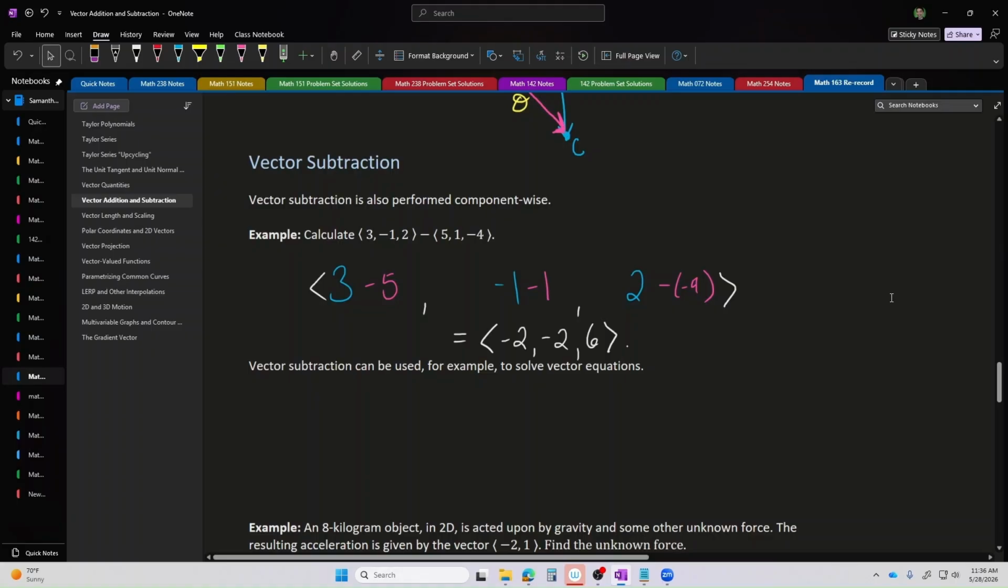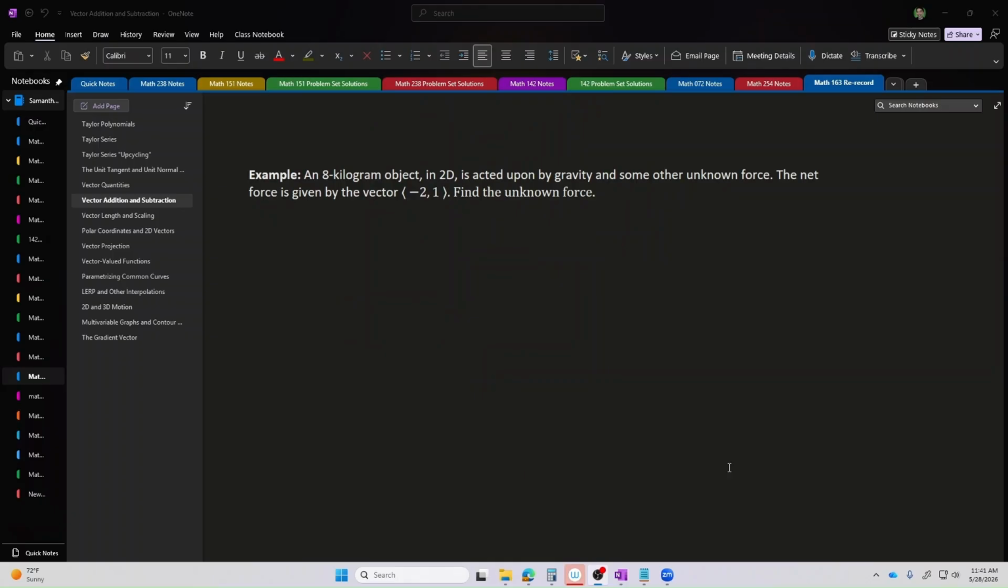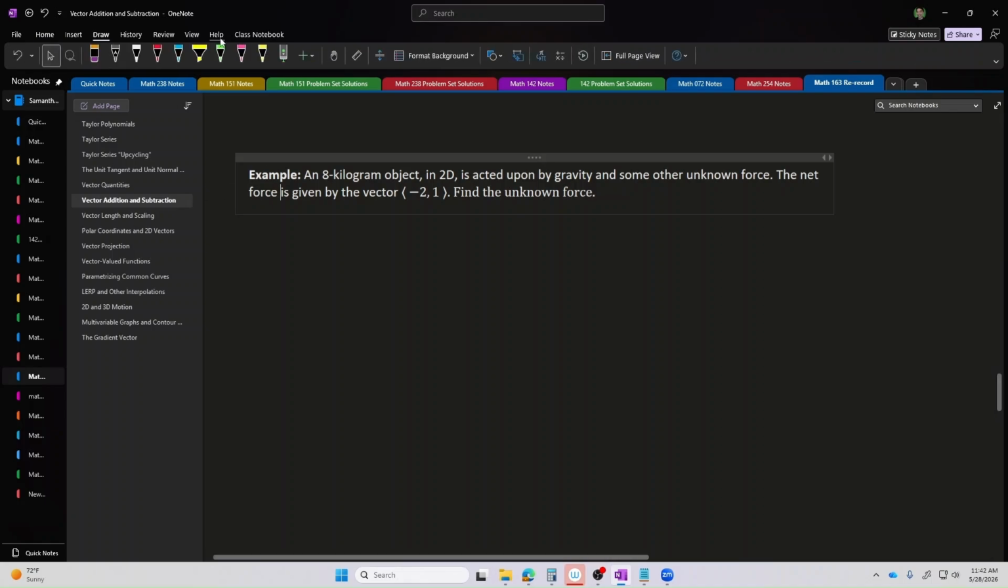Now, just like vector addition, vector subtraction has lots of real-world applications. And primarily, vector subtraction is used when you're solving equations containing vectors. For example, consider the following scenario. An 8-kilogram object in two-dimensional space is being acted upon by gravity as well as some other force that we don't know yet. We do know that the net force acting on this object can be represented using the vector (-2, 1). So let's try and use this information to figure out what this other mystery force must be doing.